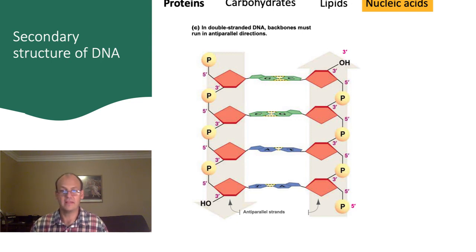We term this anti-parallel because the strands are parallel to each other, but they run in opposite directions. Between the backbones, we have the nitrogenous bases. The nitrogenous bases of one strand interact through hydrogen bonds with the nitrogenous bases of the other strand. The pairing of these nitrogenous bases happens in a very specific manner.